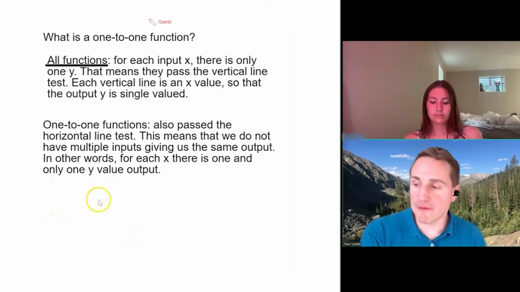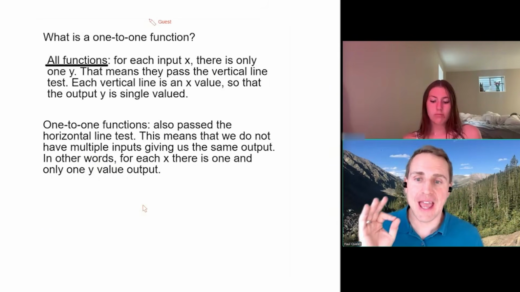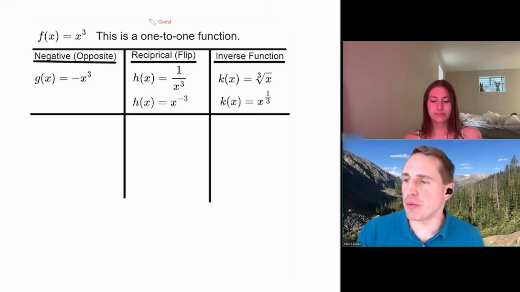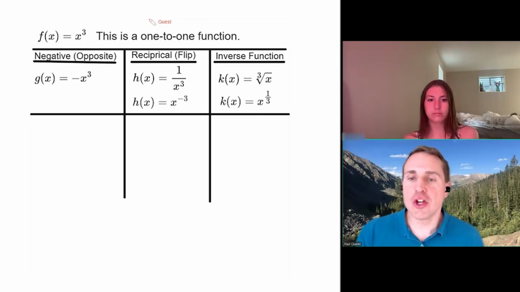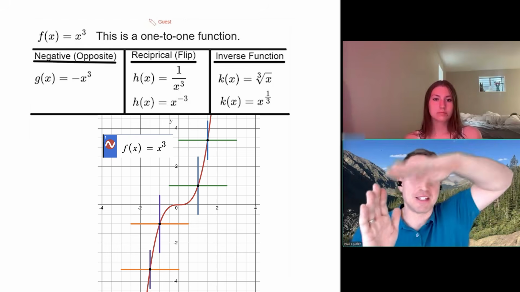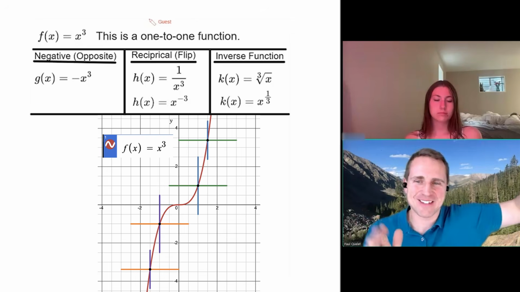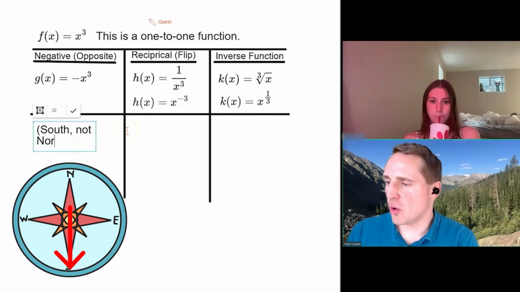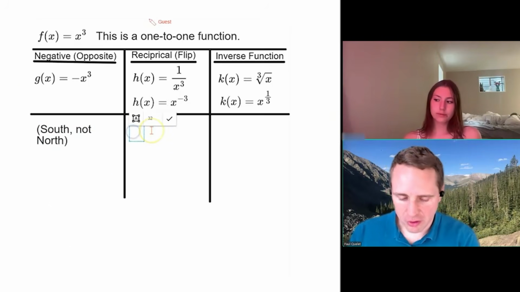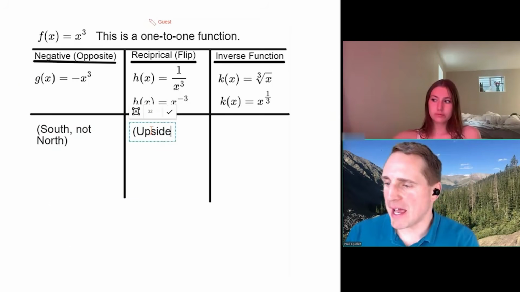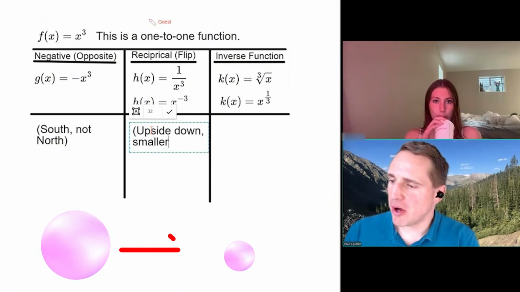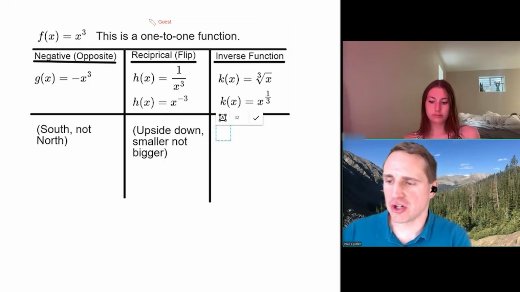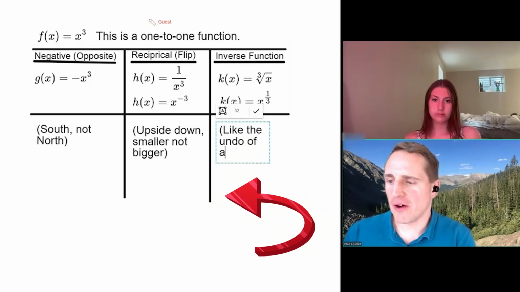Only a one-to-one function can truly have an inverse. So that's why I chose x cubed here, because x cubed is one-to-one. If you look at the S curve, it passes both the horizontal and vertical line test. So think of the negative as going south, not north. Think of the reciprocal as kind of going upside down. So it's sort of smaller, not bigger. And I want you to think of the inverse function as the undo of a function.